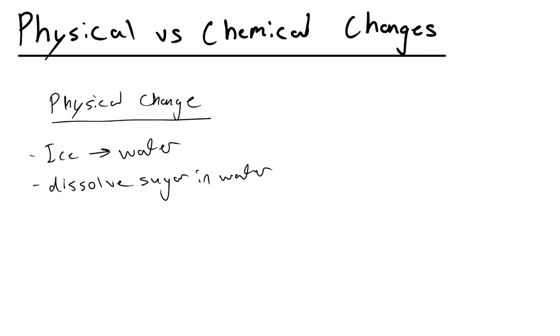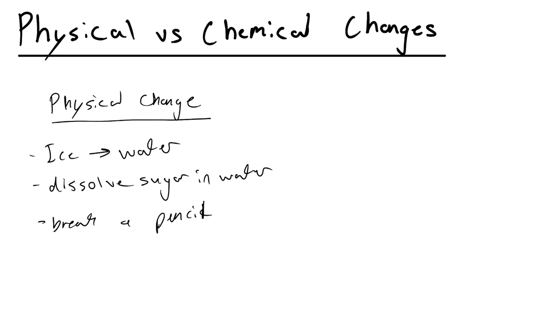In the first example, it's still water. We haven't made anything new. And in the second example, the sugar is still in the water. It's just in a different form. Another example of this could be if we were to break a pencil. Like if you break a pencil, it's still a pencil, there's just two now.